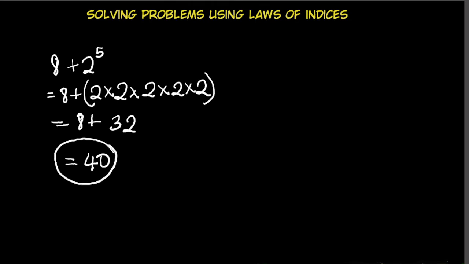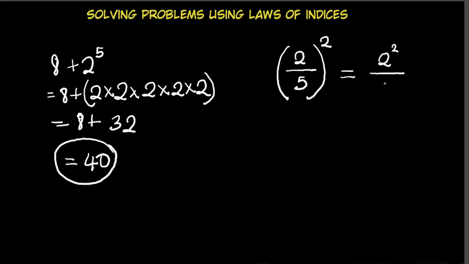Say for instance, we had 2 over 5 all in bracket raised to the 2nd power. What would we do here? Well, the first thing, when in bracket, it means that the squared power should be distributed to all items in the bracket. So the squared power applies to the numerator and the denominator. So it's 2 squared over 5 squared. And if we square these, we can get our answer. So 2 squared is 4 and 5 squared is 25. And this is our final answer, 4 over 25.